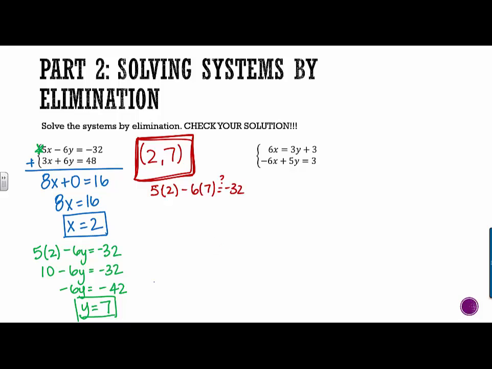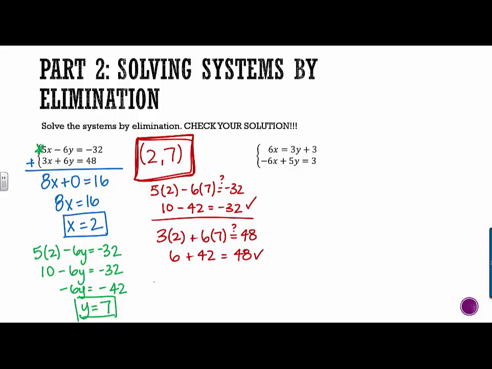So 5 times 2 is 10, 6 times 7 is 42, and if you subtract those, you definitely get 32. And then do the same thing with the other equation. 3 times x plus 6 times y should give me 48. x is 6 plus another 42 definitely gives me 48. So I know without a doubt that that is my answer.